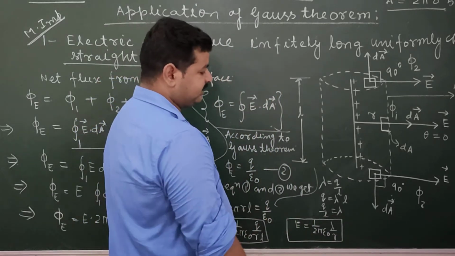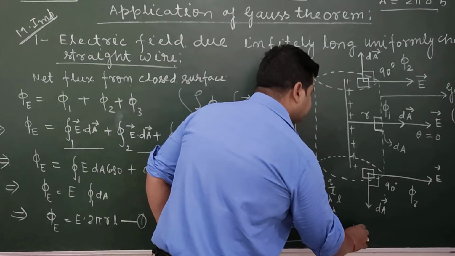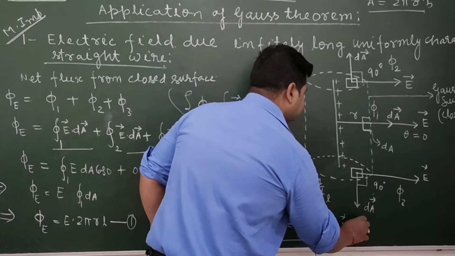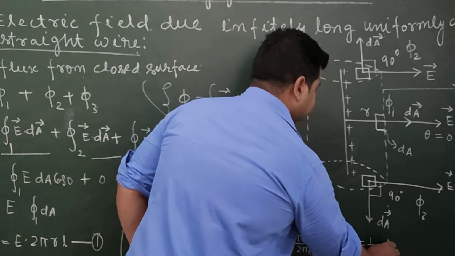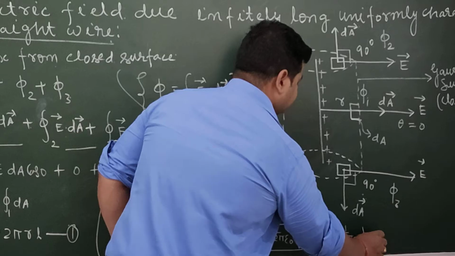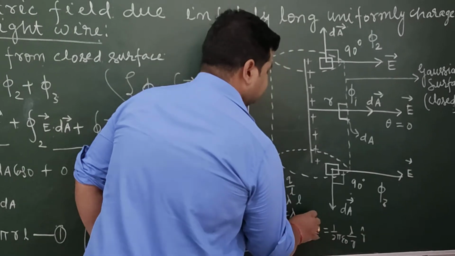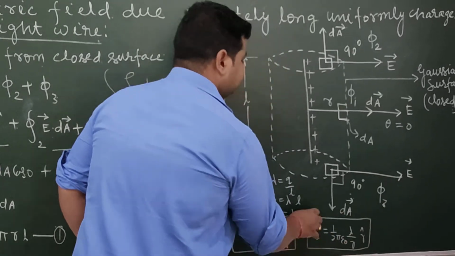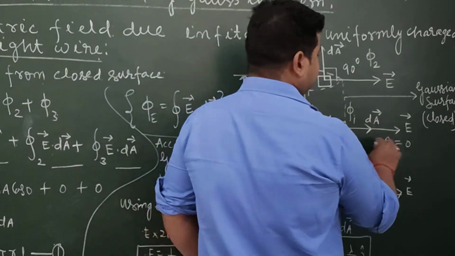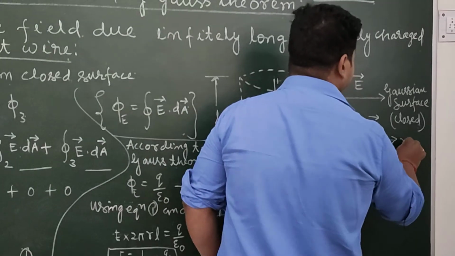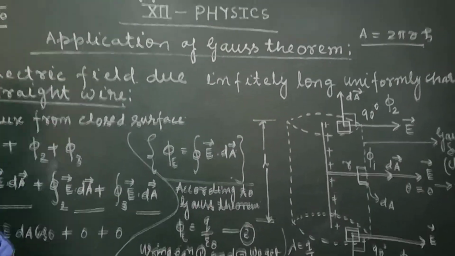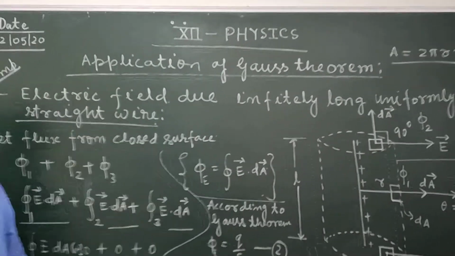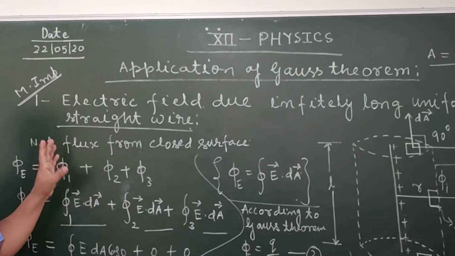We write this expression in vector form. So vector E is equal to 1 upon 2 pi epsilon naught times lambda by r multiplied by the unit vector, that is r cap. Suppose the unit vector along the direction of the electric field is r cap. So this is the final expression of the electric field due to an infinitely long uniformly charged straight wire.